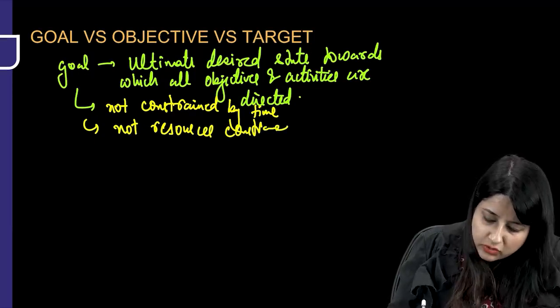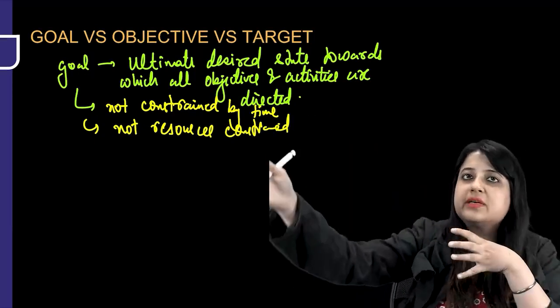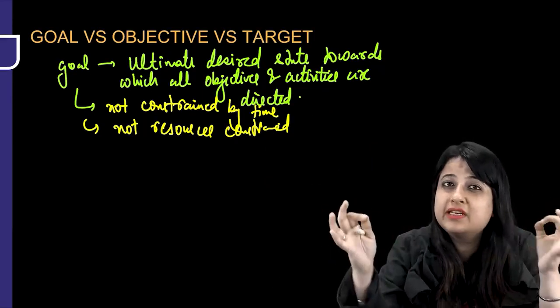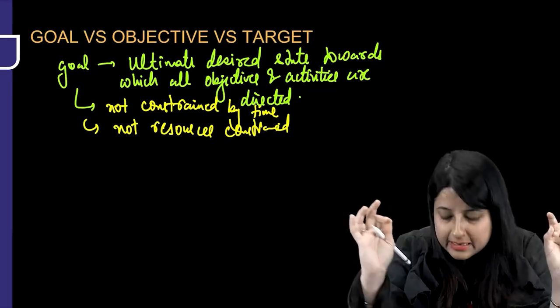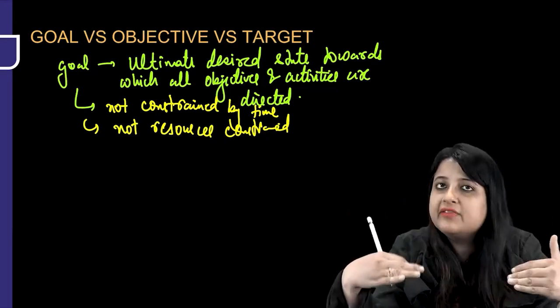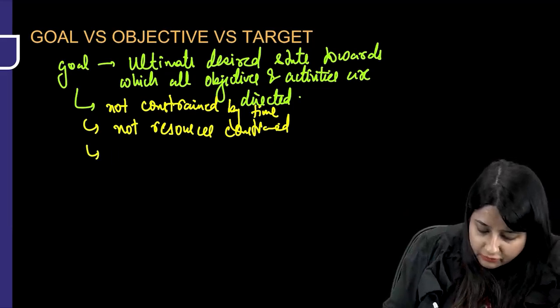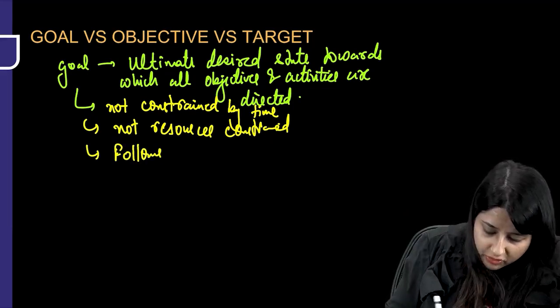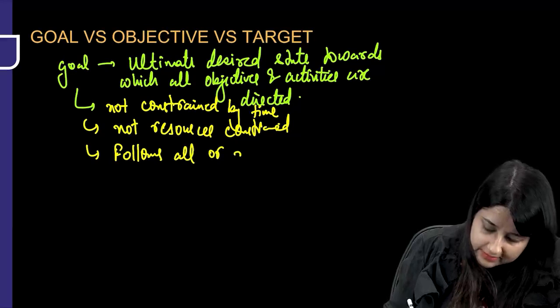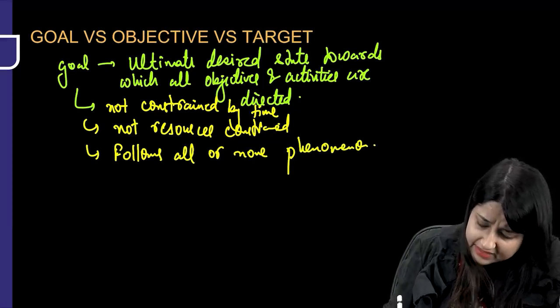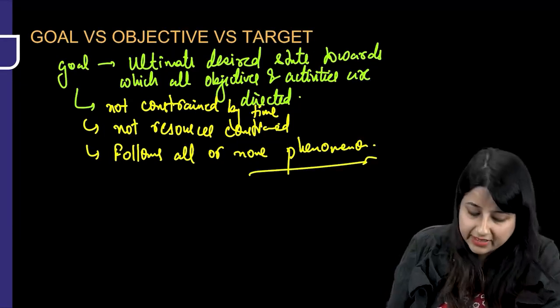So goal is something that I want to ultimately achieve. It should not have the limitation of time attached to it. Plus resources, I can take whatever resources I want to achieve my goal. This also follows the all or none phenomenon, meaning the goal will either be achieved or not achieved. Then the next one is objective.